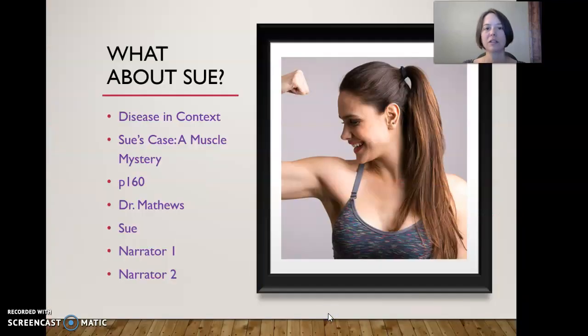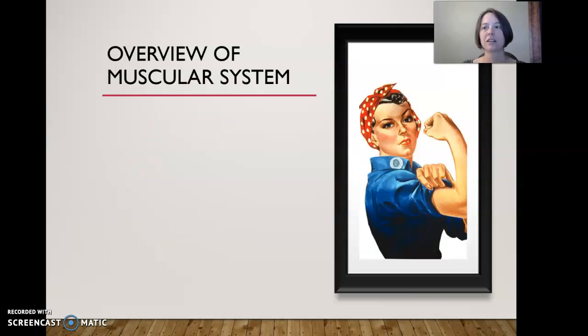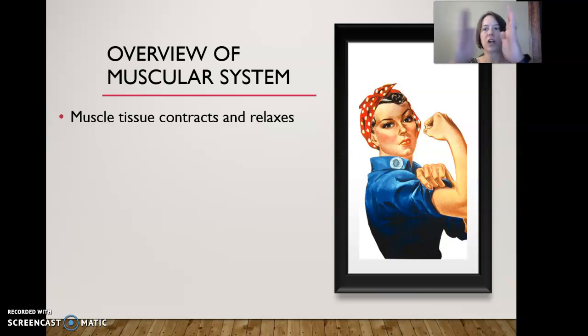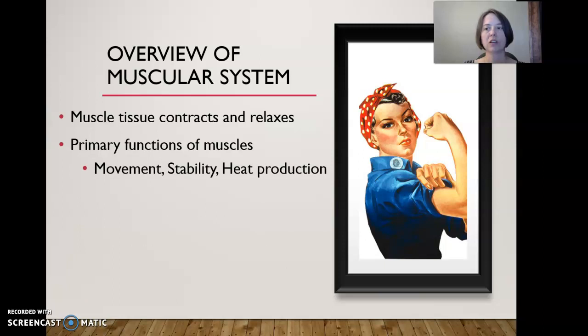So we're going to be learning about this in class, and I would like you to write these things down now. Overview of the muscular system. So basically, muscle tissue can only do two things. It can contract and it can relax. And those are the only two things that the tissue itself can do. The primary functions of muscles are movement, stability, and heat production.